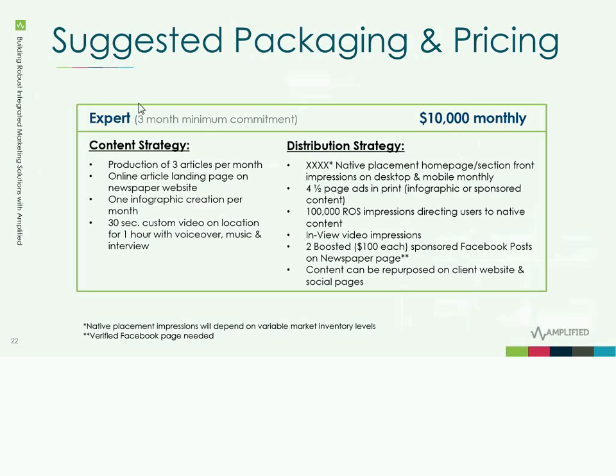So some potential verticals that come to mind when thinking of this robust of a strategy are healthcare and financial. The content strategy and distribution strategy here are very robust and include many different multiple layers of content. Please note that these content and distribution options are left to your market's discretion based on inventory levels and availability.